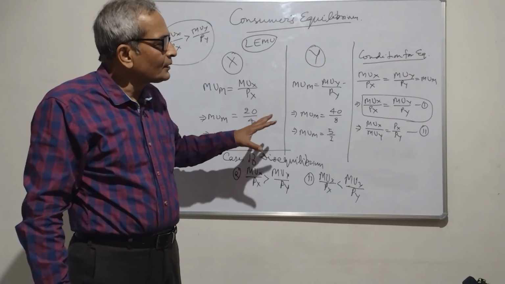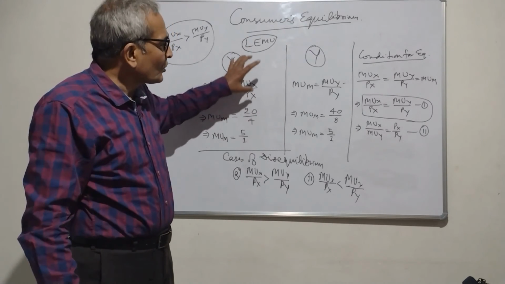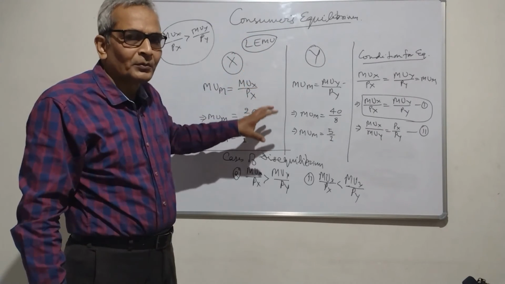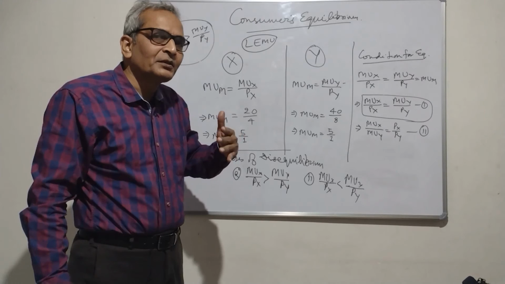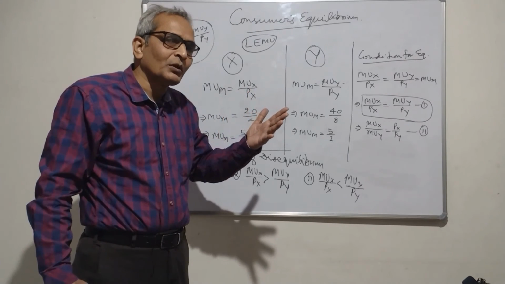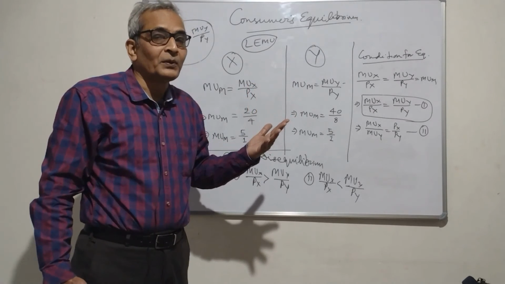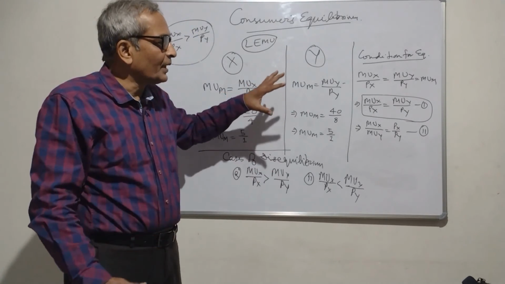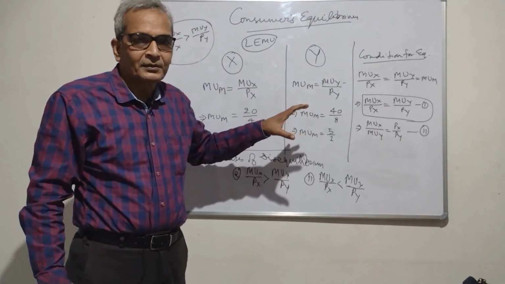So this is the explanation of the law of equimarginal utility. This is for two commodities. You need to relate it with MUX equal to PX. That was the condition for one commodity. When we extend it, we get this condition for two commodities.